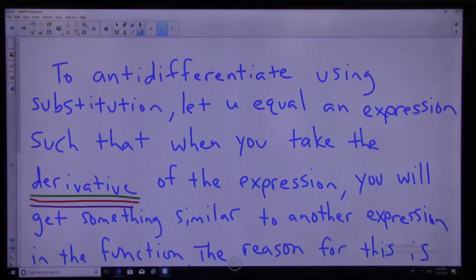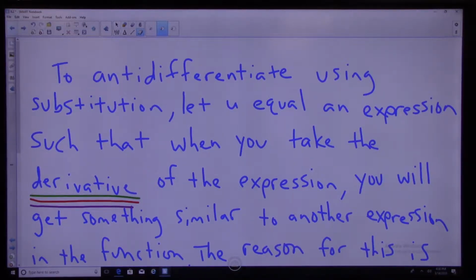All right, so pause it if you need to, but let me read what it says. It says, to anti-differentiate using substitution, let u equal an expression such that when you take the derivative of the expression, you will get something similar to another expression in the function.